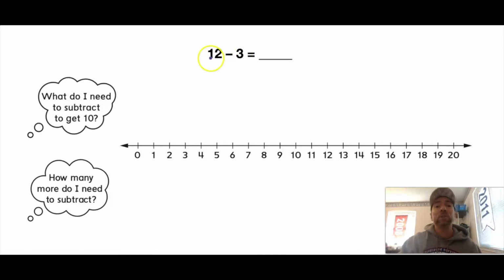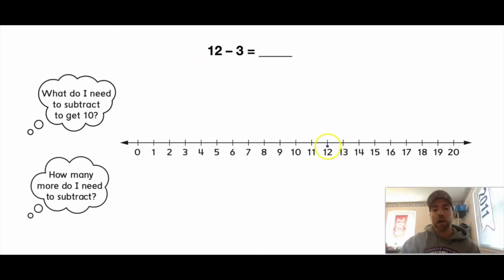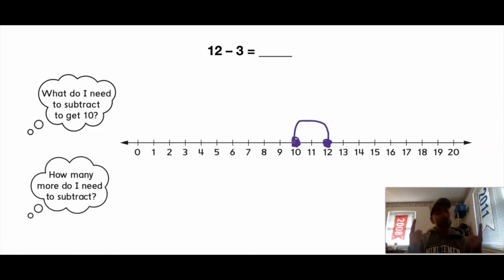Here our problem is 12 minus 3. Well, we know where we're going to start. We're starting at the 12. And we want to subtract 3. But its first thought is, what do we need to subtract in order to land on 10? See, we want to go back through 10, but 10 is a stopping point for us. So how many hops do I have to make to go from 12 all the way to 10? Now, it's true I only made 1 hop, but that 1 hop represented how much?